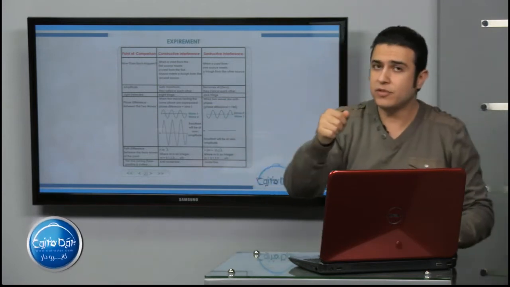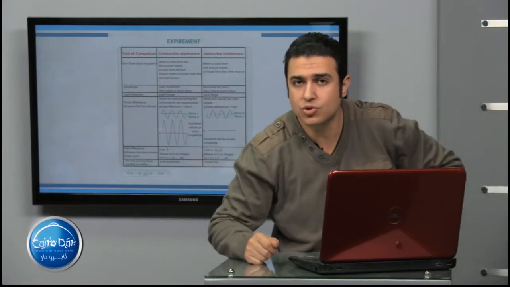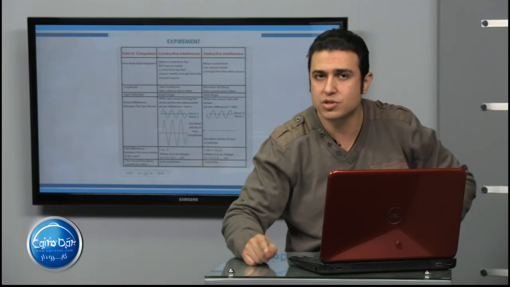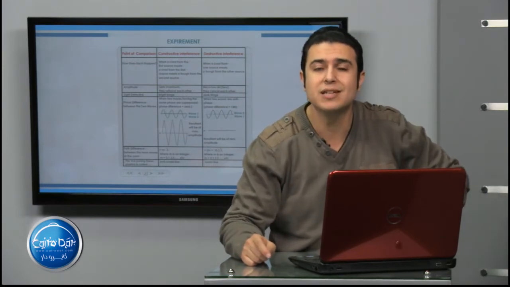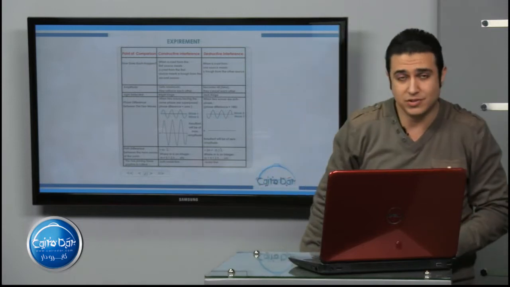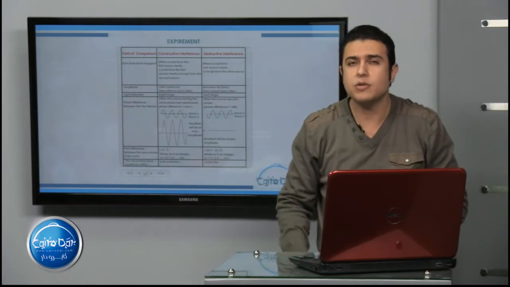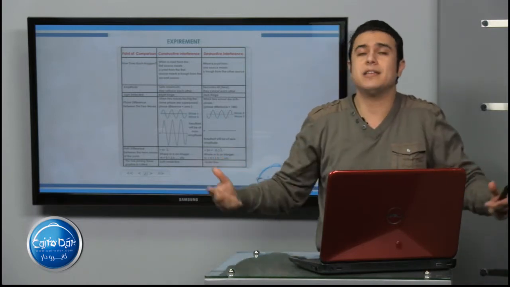So, when a crest from the first source meets a crest from the second source, or a trough from the first source meets a trough from the second source, it will produce constructive interference of light. So we can see it as a bright fringe.